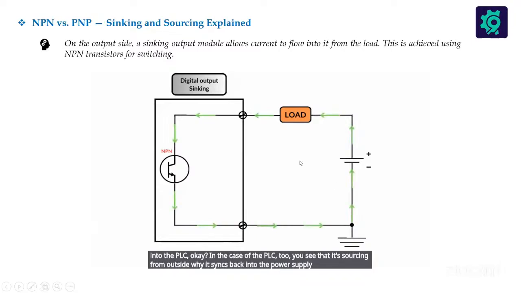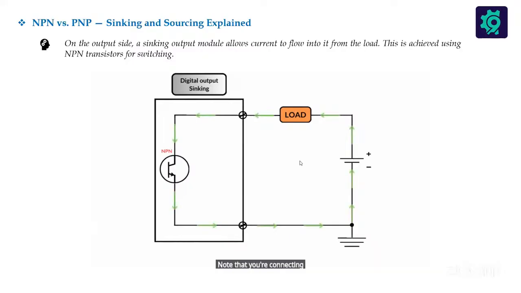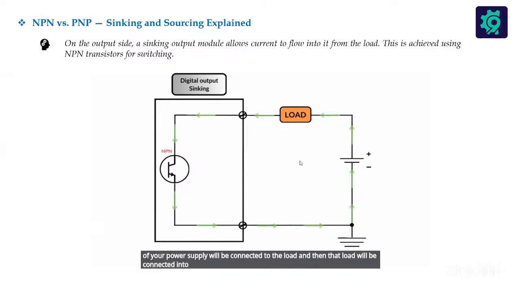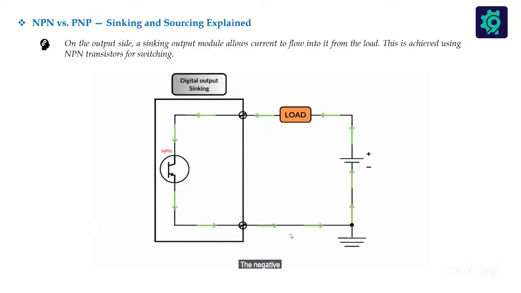So if you have your load that you are connecting, in this case, the positive end of your power supply will be connected to the load, and then that load will be connected into your PLC, while the common, in this case, will be connected to the negative of your power supply.